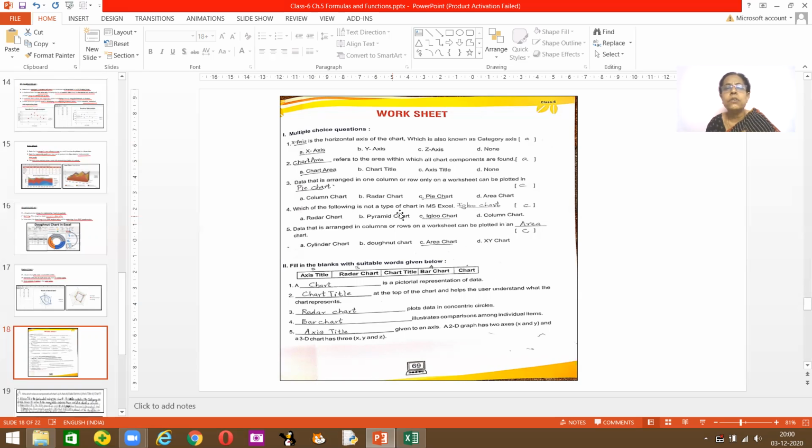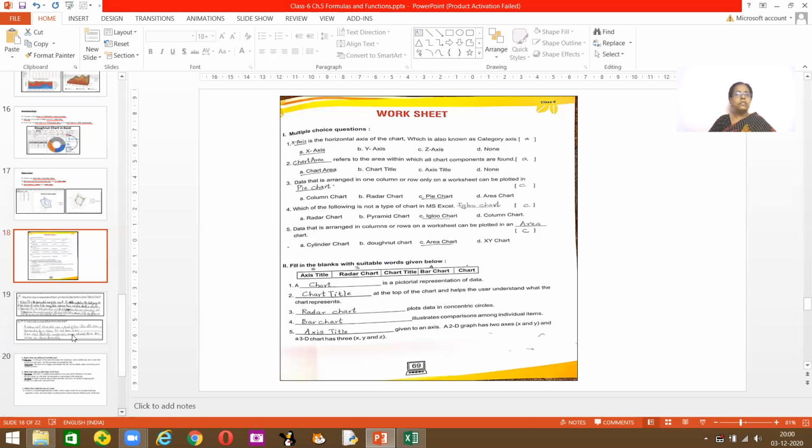Which of the following is not a type of chart? Definitely we don't have any igloo chart. Data that is arranged in columns and rows can be plotted in an area chart. Then the fill in the blanks, just compare all these different types of charts. Dash is a pictorial representation: chart. At the top of the chart, what helps you is a chart title that helps you understand what type of chart you're using. And dash plots data in concentric circles. Just now the last chart, that is a radar chart, gives it in concentric circles. And what illustrates comparison of individual values is the bar chart. And what gives you a 2D and 3D axis is nothing but the x-axis title.